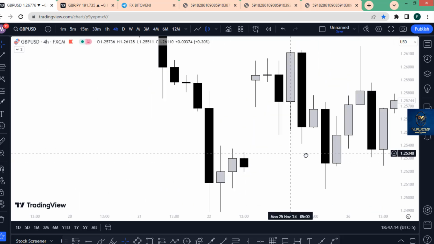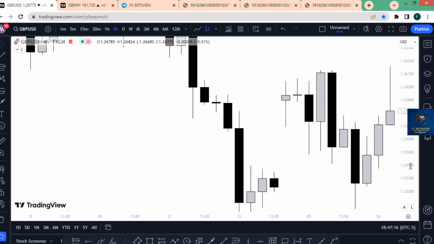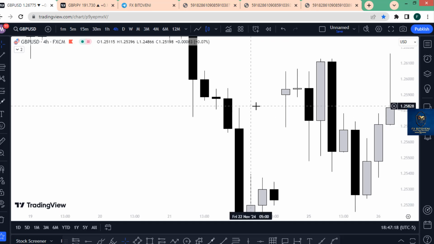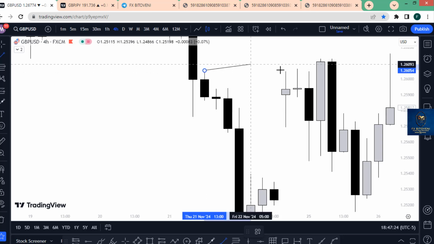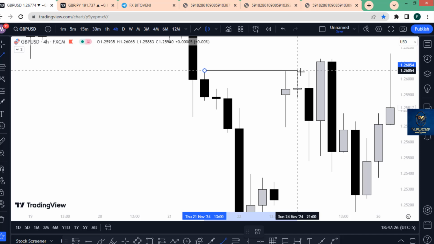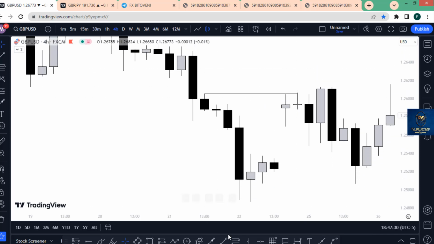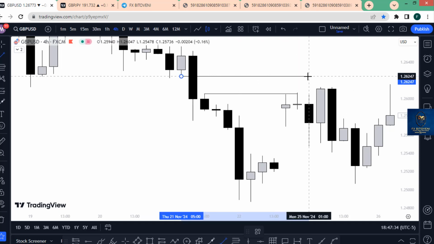It was on 4-hour time frame over here. As you can see, price has traded into a higher time frame fair value gap. This is the higher time frame analysis. Don't worry, we didn't reach the point of analysis.